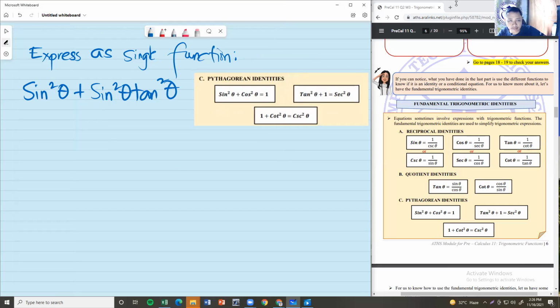Is it the number 1, the number 2, or the number 3 Pythagorean identity? Type your answer in the chat box. Saan mas malapit yung given natin? Sa 1, sa 2, or sa 3? Type it in the chat box.